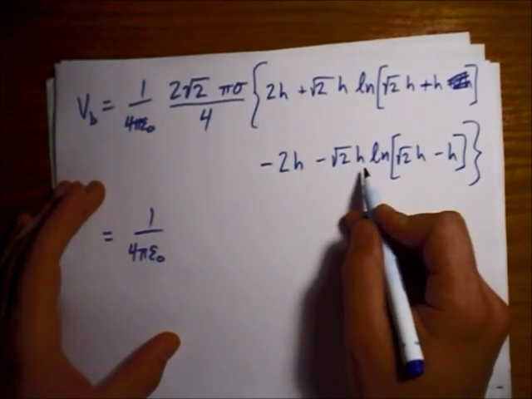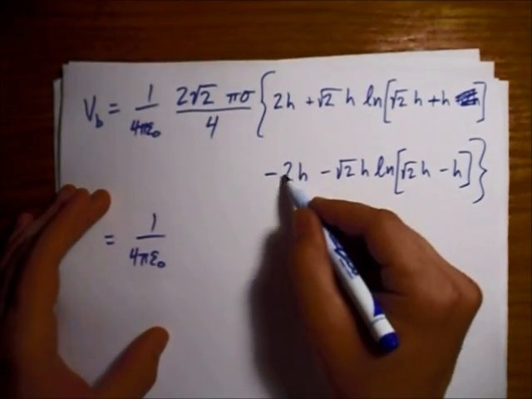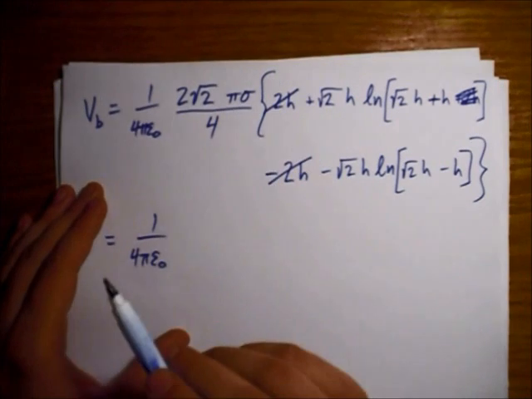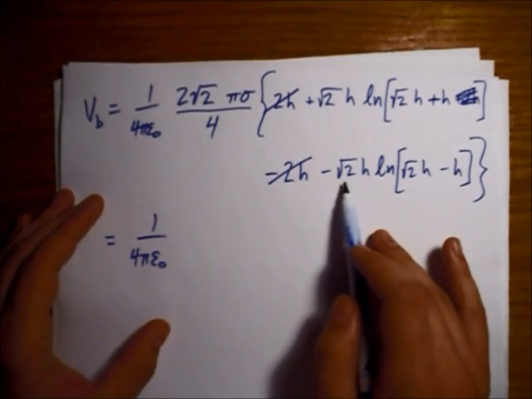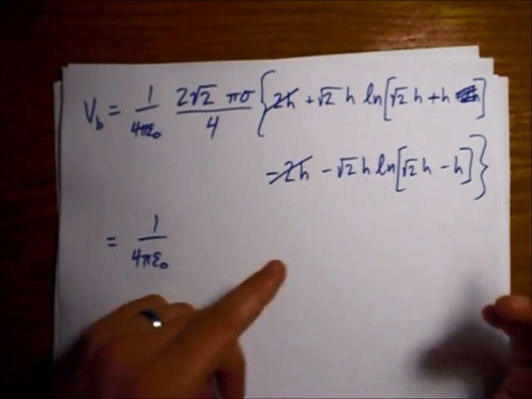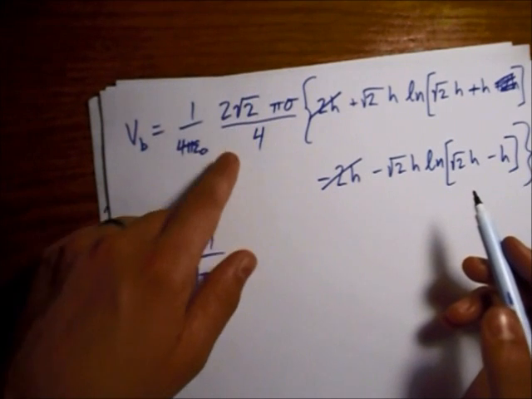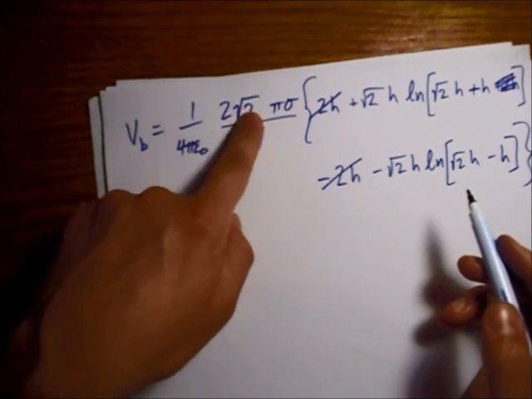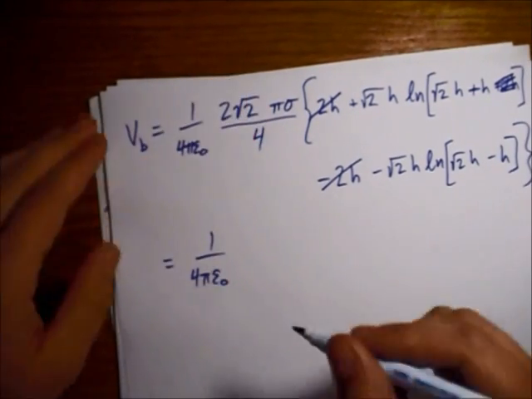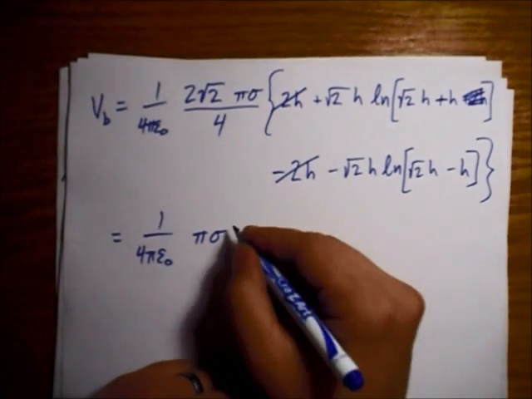What else can we do? Gee, we could factor out this h, can't we? By the way, this minus 2h here will cancel with that 2h up there. We factor out a square root of 2 and this h. So this square root of 2 will combine with this square root of 2 and give us 2. And then that gives us 2 times 2, which is 4, divided by this 4. So all of that will go away. We still have our pi, we have our sigma, and then we have this h that factors out.